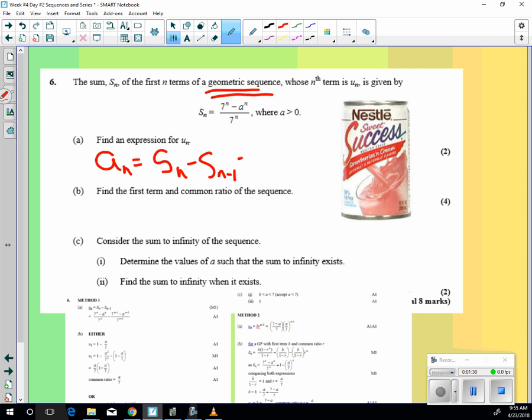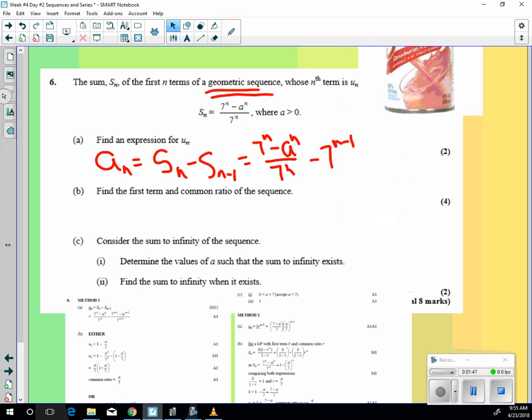So we're going to go 7 to the n minus a to the n over 7 to the n. And then we're going to subtract 7 to the n minus 1 minus a to the n minus 1 over 7 to the n minus 1. That should give us the equation for what the function is alone.